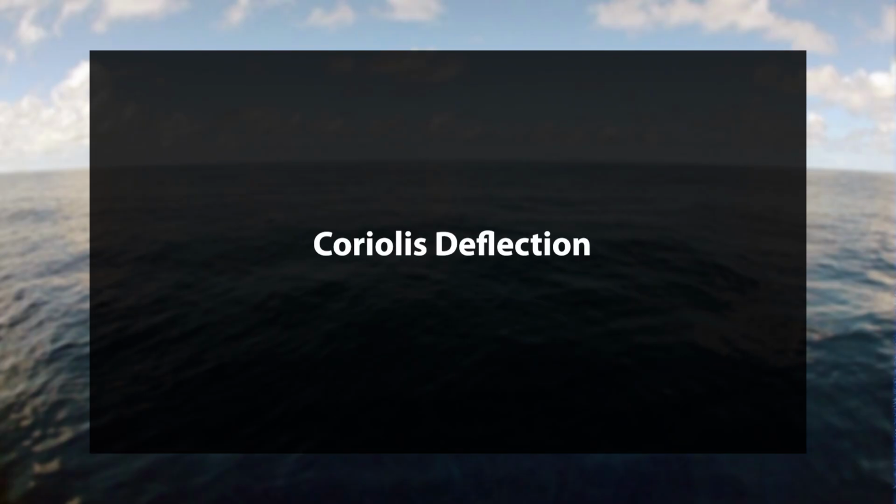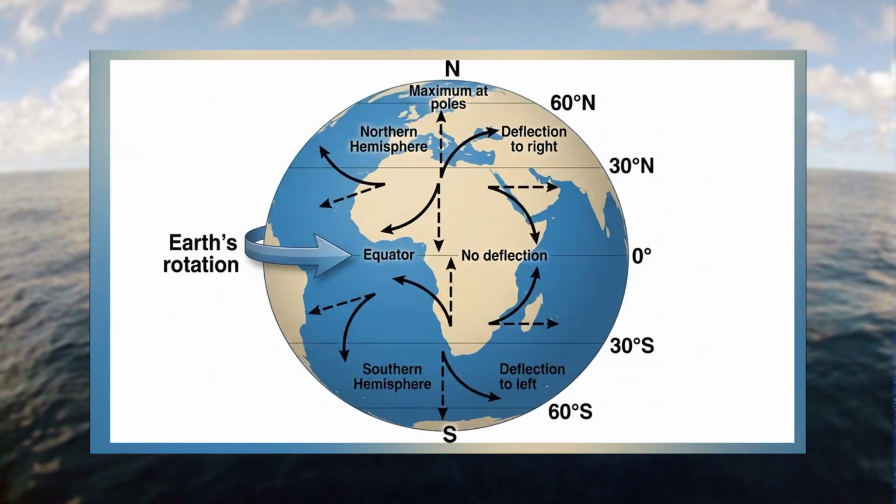The third important and interesting factor is the Coriolis deflection. Due to Earth's constant rotation, ocean currents experience a tug known as the Coriolis effect. This force causes moving water to veer towards the right in the northern hemisphere and towards the left in the southern hemisphere. As a result of this, water does not simply slide straight down a pressure gradient, that means from high to low. Instead, what happens? It travels at an angle.